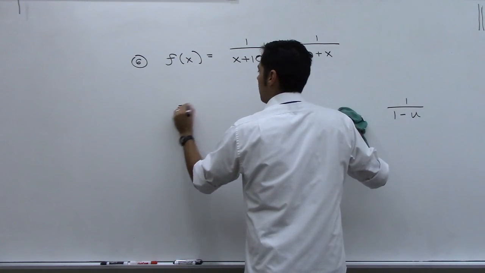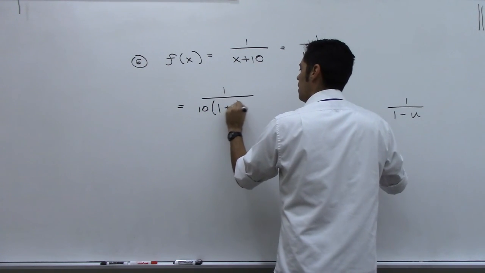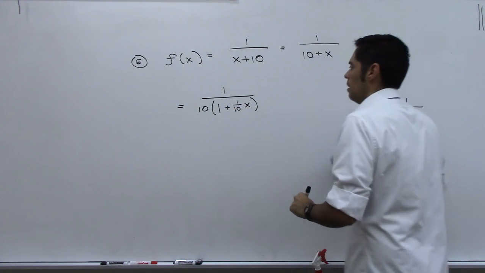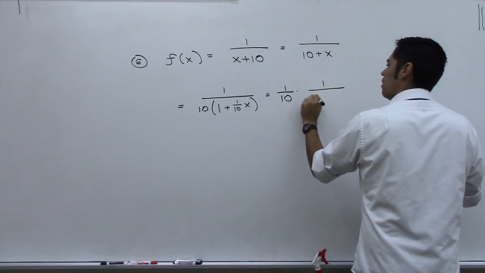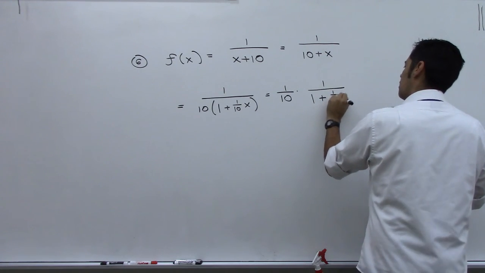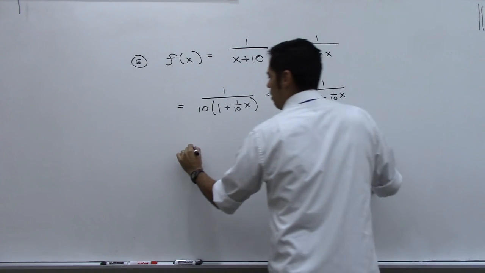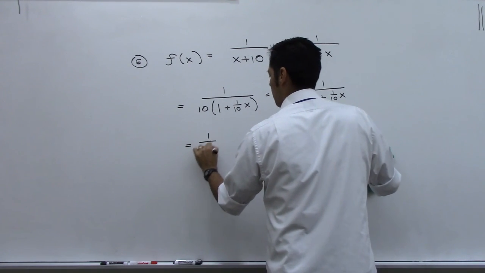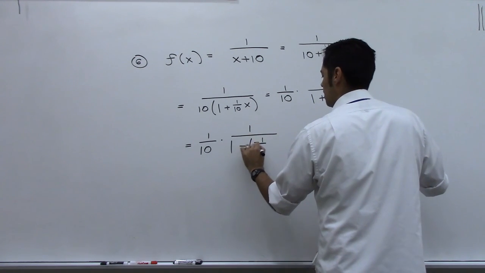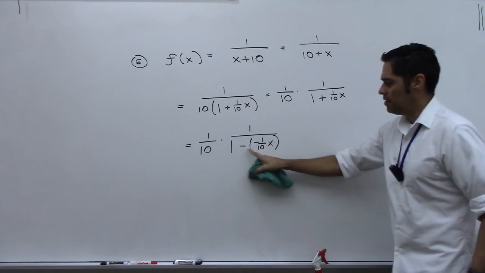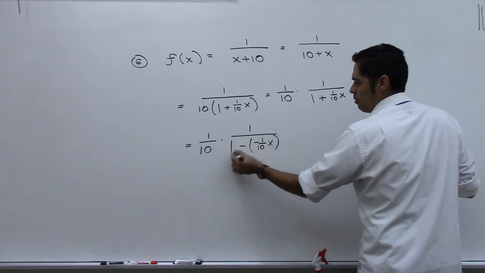I'll factor a 10 out of the bottom. I'll be left with 1 plus 1/10 x. And that's the same as 1/10 times 1 over 1 plus 1/10 x. And then I'll try and make this a minus, so I'll say that this is 1/10 times 1 over 1 minus negative 1/10 x. So subtracting a negative is the same as addition. And so now this looks like 1 over 1 minus u.